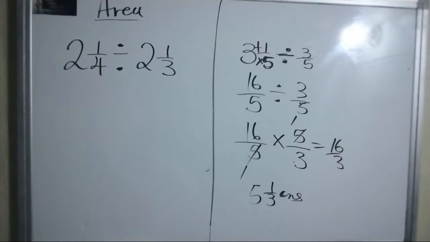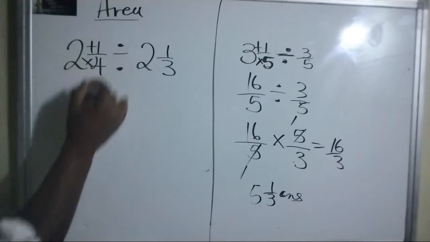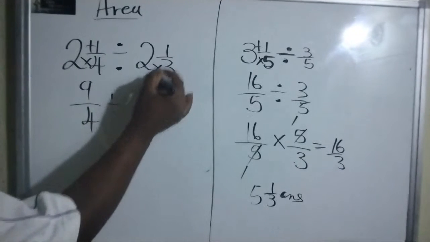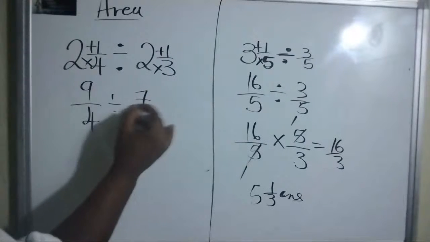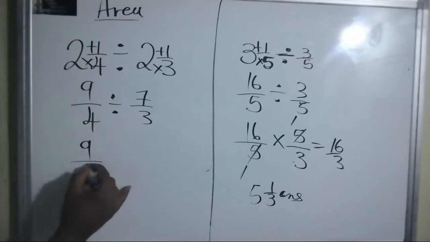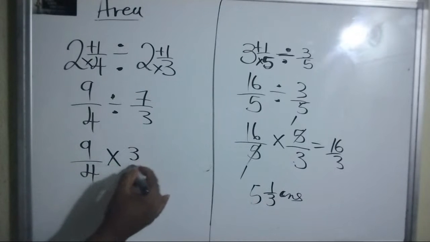Alright, so let's go, guys. So it's 2 1/4 divided by 2 1/3. So it's 2 times 4, that's 8 plus 1, so that's 9 over 4, divided by 2 times 3, 6 plus 1, 7 over 3. So we convert both. Put back the first fraction, change this to multiplication, but then we invert.